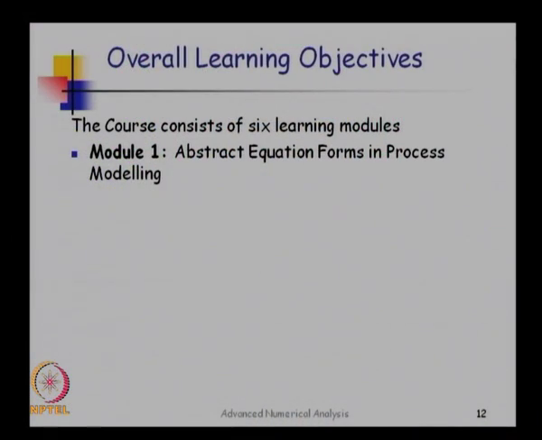The first one, here I'm talking of what the course ideally should consist of. At the end of this slide I'll tell you what I'm going to lecture on. This course initially should begin with relating abstract equation forms to process models. If I am delivering this course to final year undergraduate students, I would spend the first two or three lectures talking about different mathematical models that they have already studied and what abstract equation forms arise from these mathematical models.